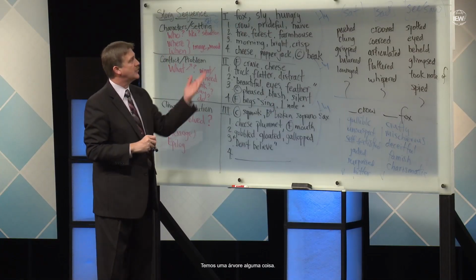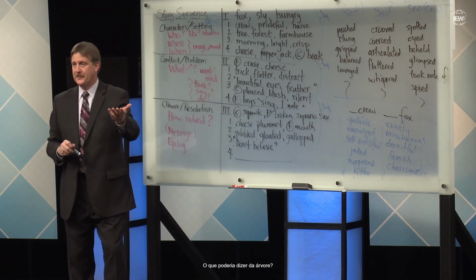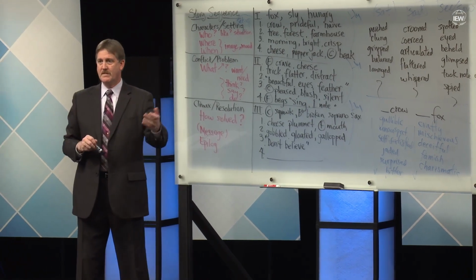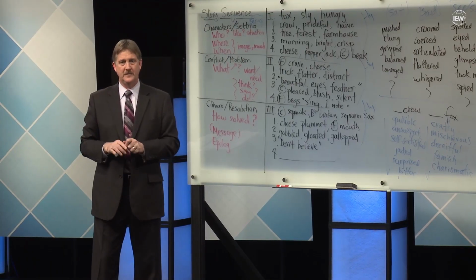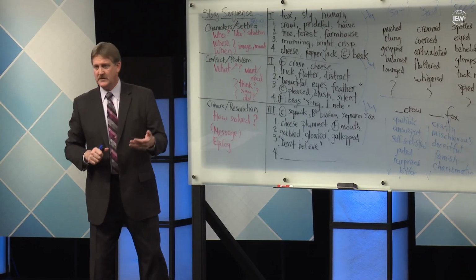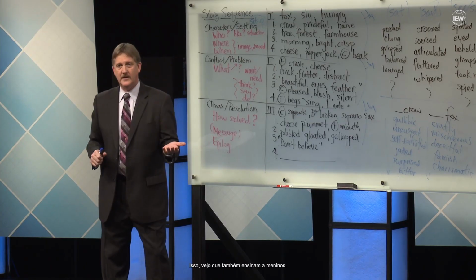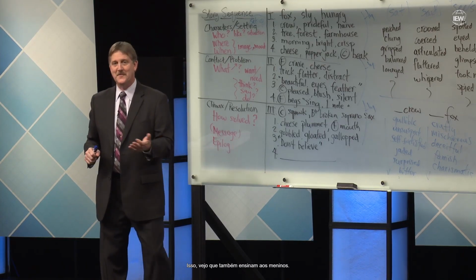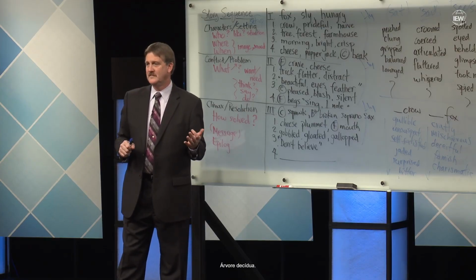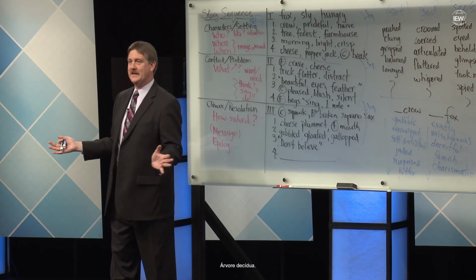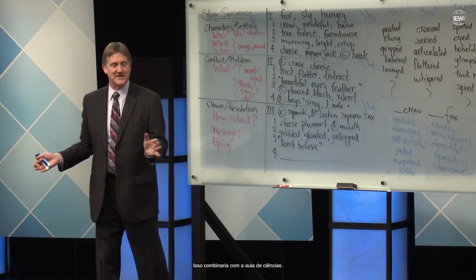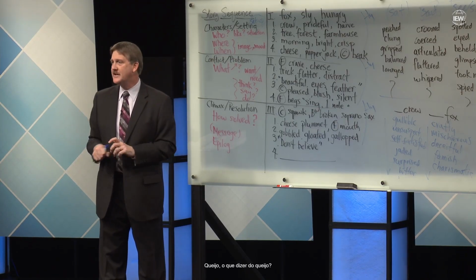You've got the something tree. What could you say about the tree? Willow tree. The mighty tree. The dead tree. Yeah, you teach boys too, I can tell. The deciduous tree. That'll work right in with the science lesson. Cheese. What have you got for cheese?